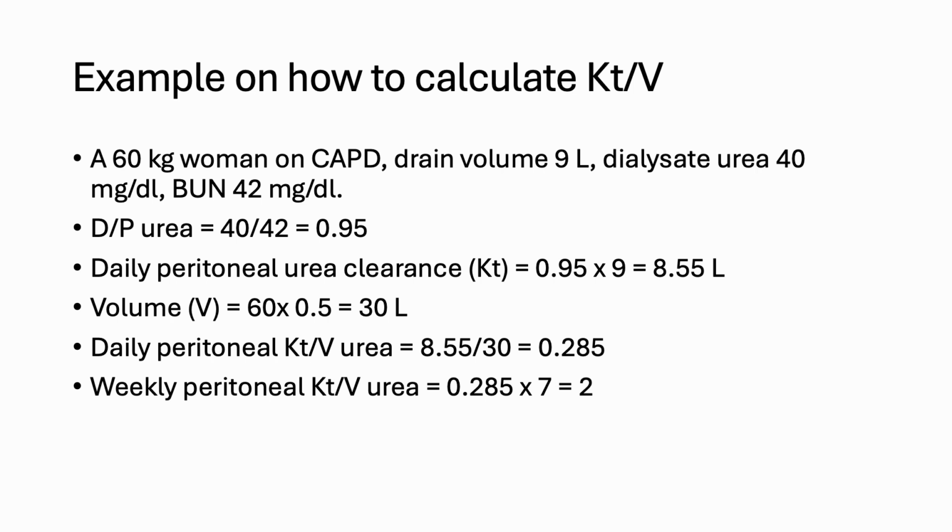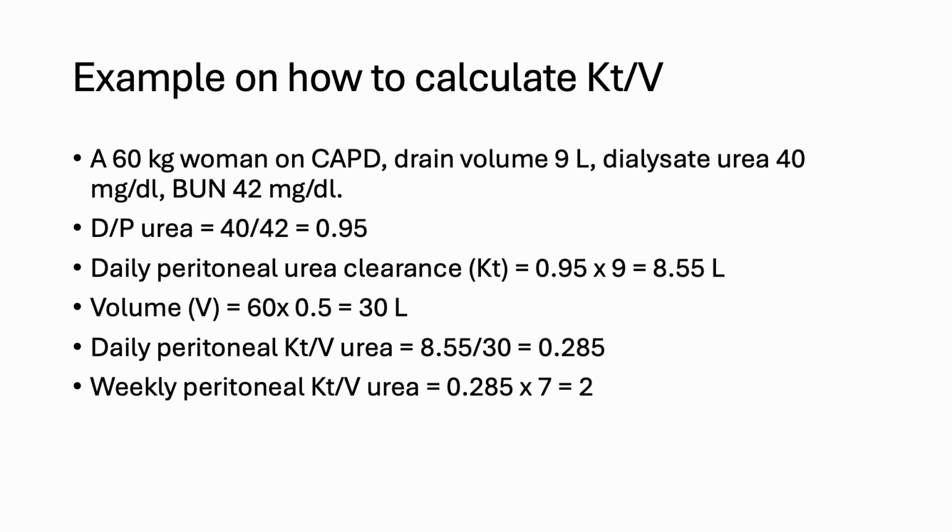Okay, so let's take this example. 60 kilogram woman on continuous ambulatory peritoneal dialysis. Her drain volume is 9, so we collected everything she drained over 24 hours, all the bags, 4 bags in that case, and we weigh them, and we got 9 kilograms, so this is approximately 9 liters. Next step, we measured the urea in the dialysate, and it was 40 milligram per deciliter. Then we measured the blood urea nitrogen, and it was 42.